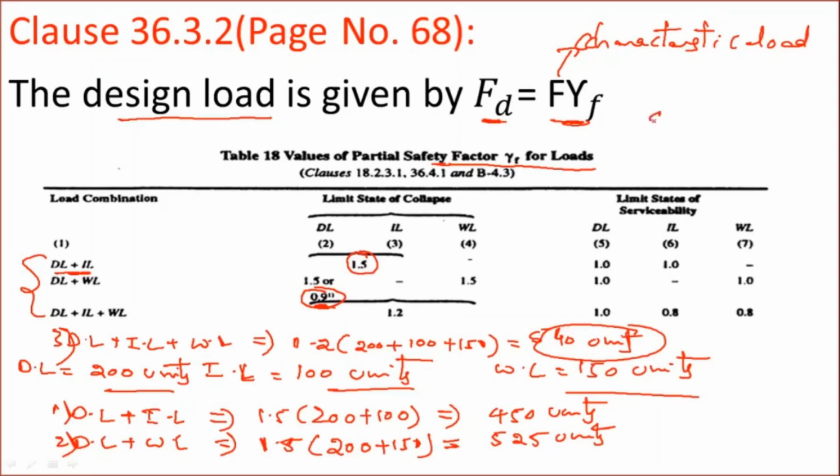So in that condition, you have to take 0.9 into dead load plus 1.5 times the wind load. If the dead load acts as the resisting force, then you have to take 0.9 here. If the dead load is not acting as the resisting force, then you have to take 1.5. That's why they have given two values here.